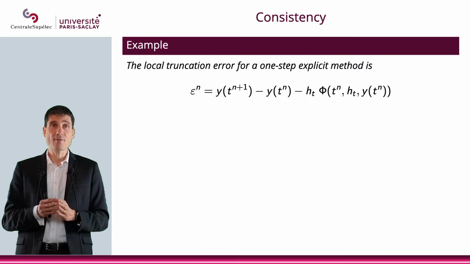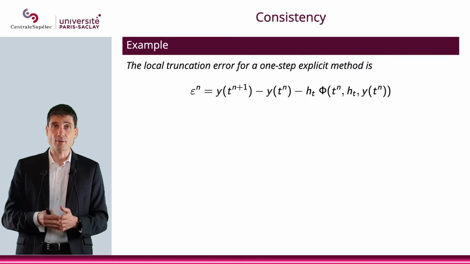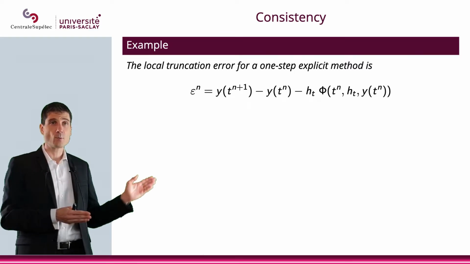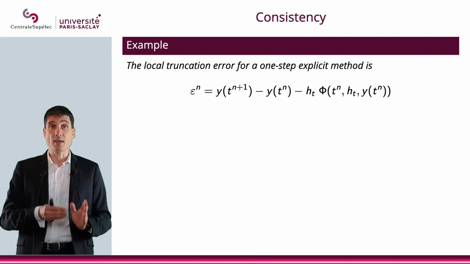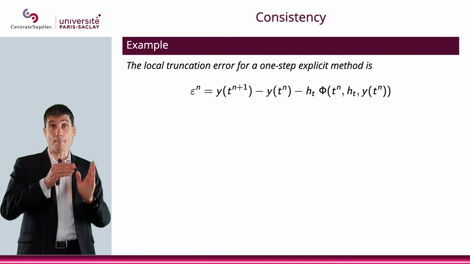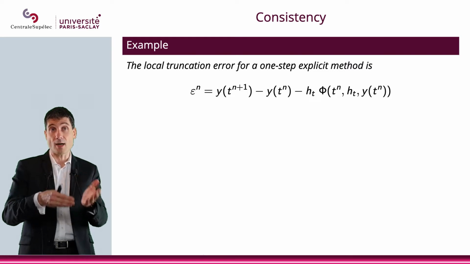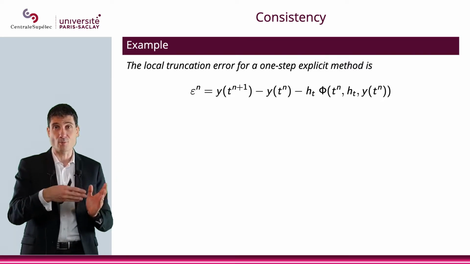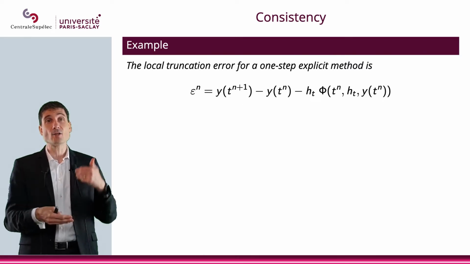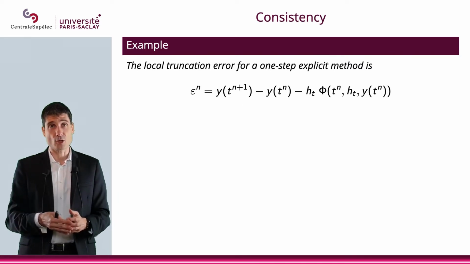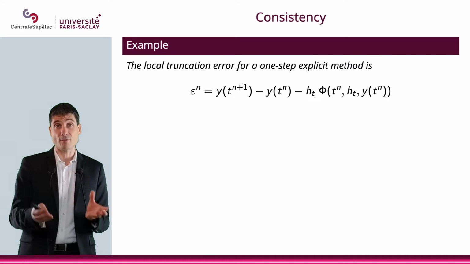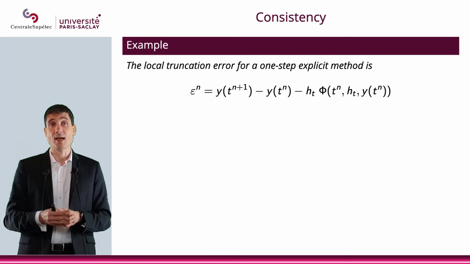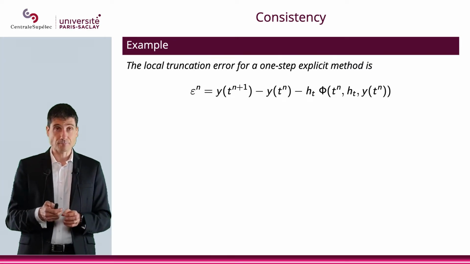Let me give you an example here. If we have a one-step explicit method, so we have an increment function Φ, we have ε_n, that will be y(t_{n+1}) minus, well, obviously y(t_n), it's minus with parentheses, so basically I distribute my minus sign, minus h_t, my step, times my increment function Φ(t_n, h_t, y(t_n)).